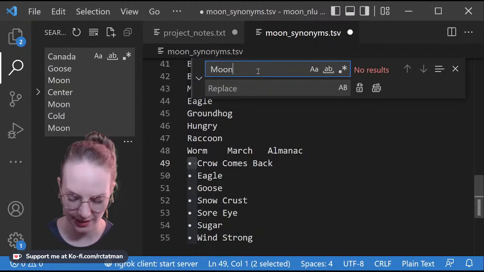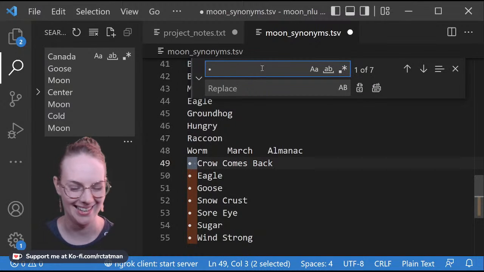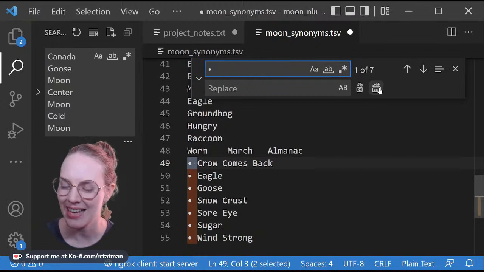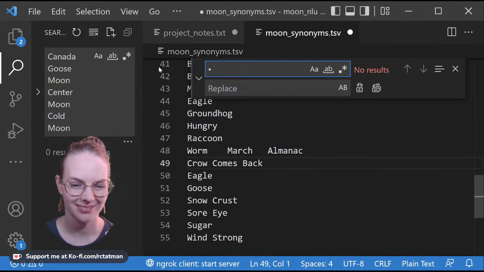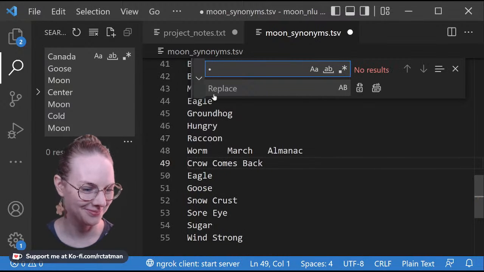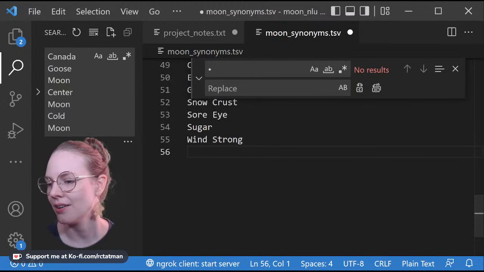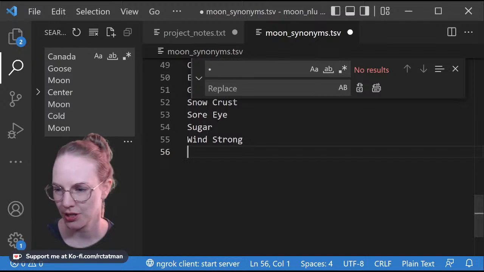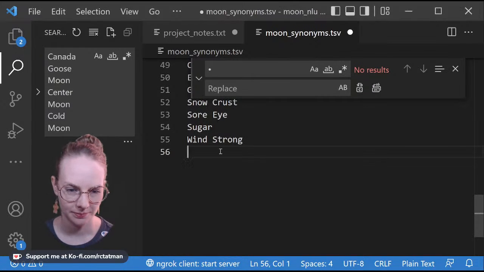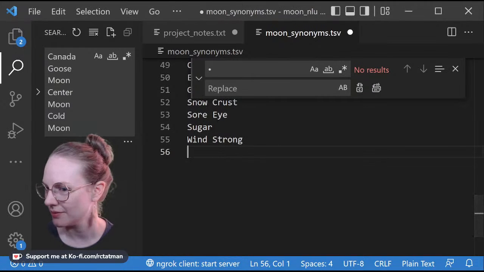Oh wait, I can do that, right? And what is that? Control Alt Enter. Fabulous. Love finding a good keyboard shortcut. All right, so that was, what are we up to? March, April. When that April?